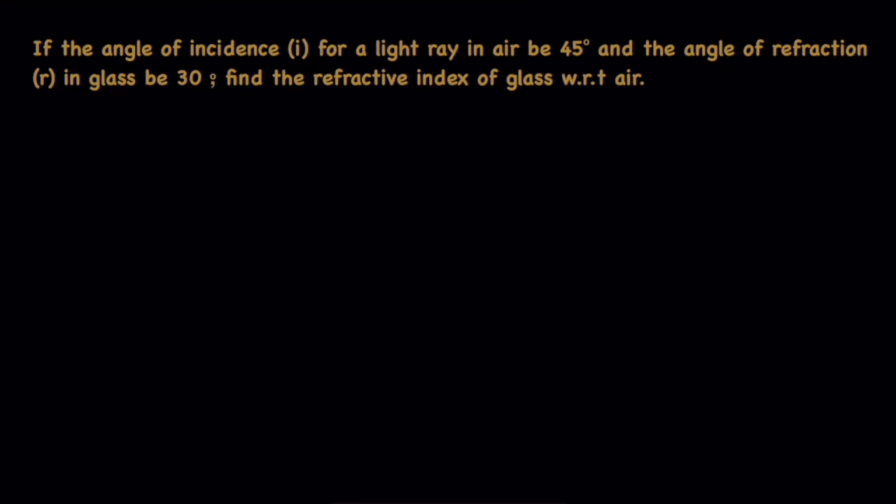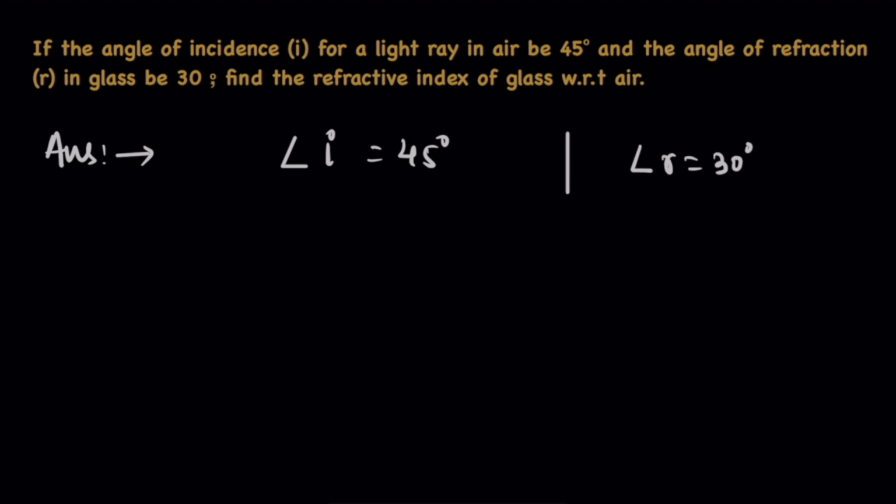In this question, if the angle of incidence for a light ray in air be 45 degree and the angle of refraction in glass be 30 degree, find the refractive index of glass with respect to air. So first we write the values. According to the question, angle I is given as 45 degree. Angle R is given as 30 degree. So this incident ray is present in the medium air and the refracted ray is present in the medium glass.